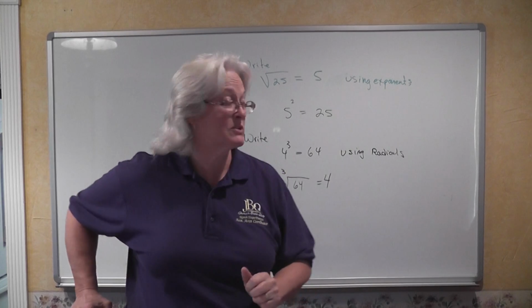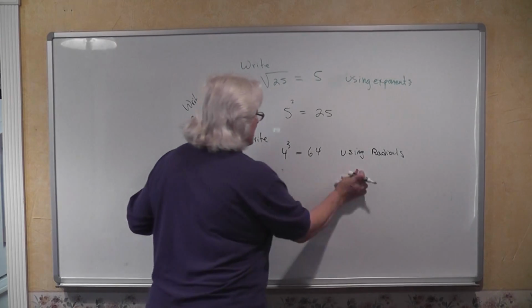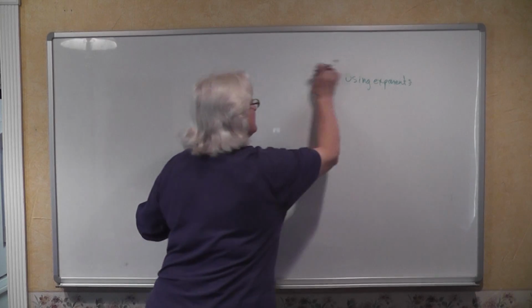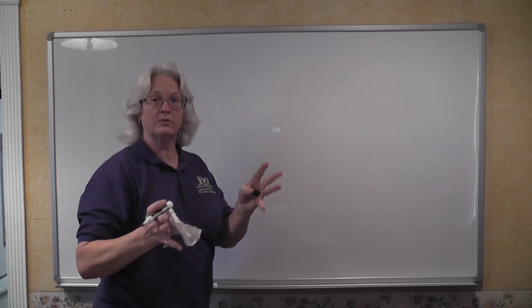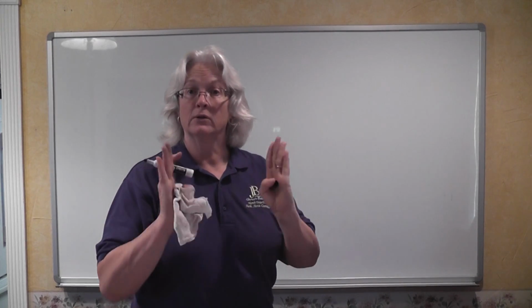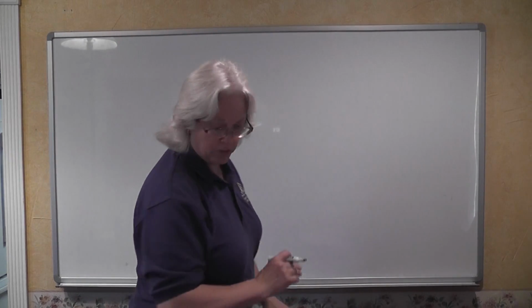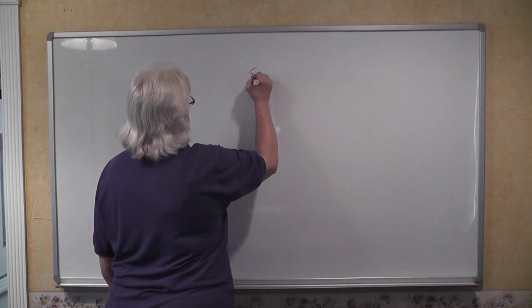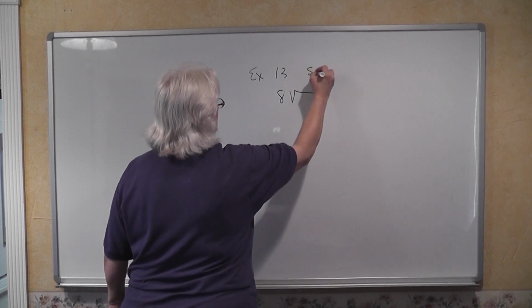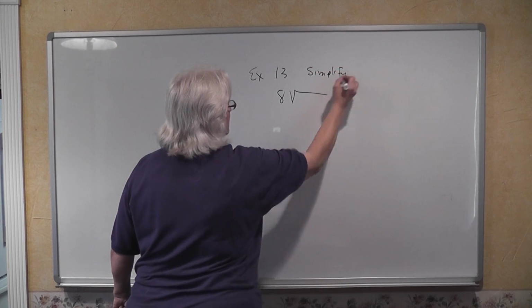Now, something else that we need to recognize, and this right here is really easy compared to some of the stuff we've been doing. We've talked about parentheses, brackets, and braces as being grouping symbols. We have some more grouping symbols, and that includes the radical sign, it includes our fraction bar, and it includes absolute value bars. Example 13 says simplify this expression here. 8 times the square root of 5 plus 4.